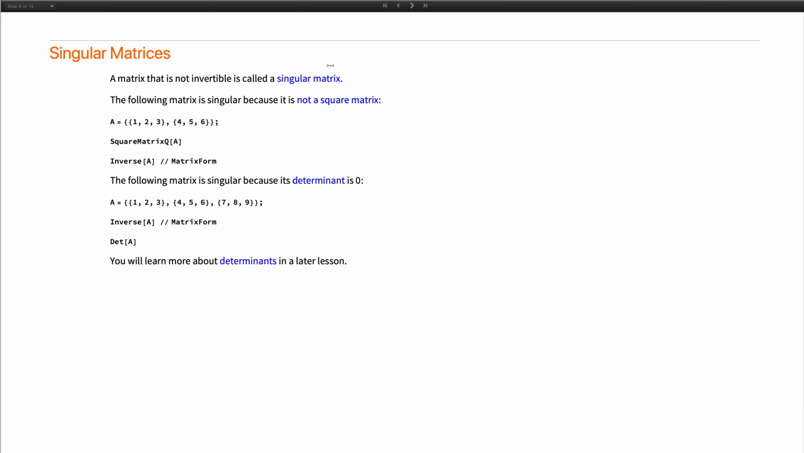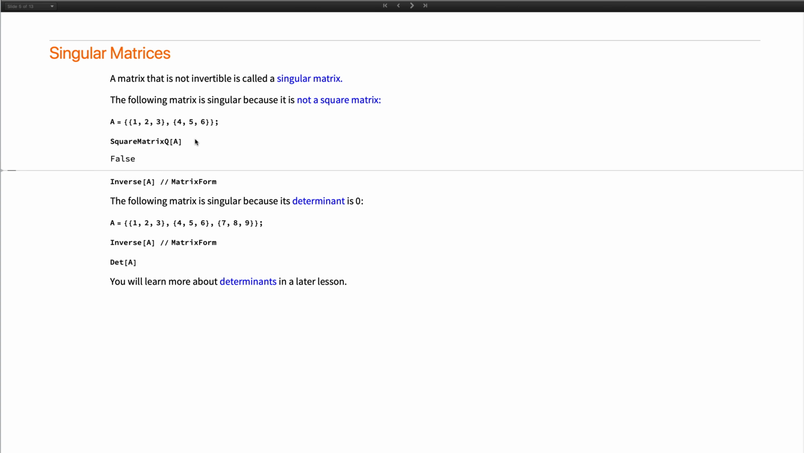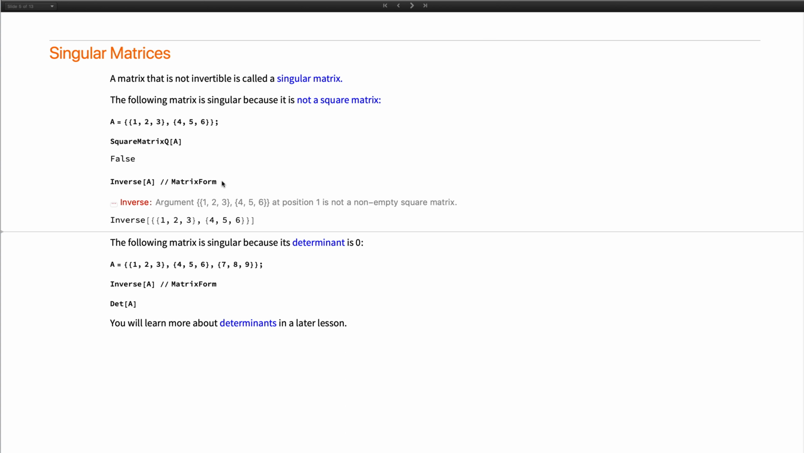Now, if you have a matrix which is not invertible, then it is said to be singular. A singular matrix is a matrix which is not invertible, and that can happen in two ways. The first way is that you have a matrix which is not square. Here is the matrix A, and that is not a square matrix. In fact, it has 2 rows and 3 columns. If you try to find the inverse, the Inverse function complains that this is not a square matrix. So there's no answer given in this case.